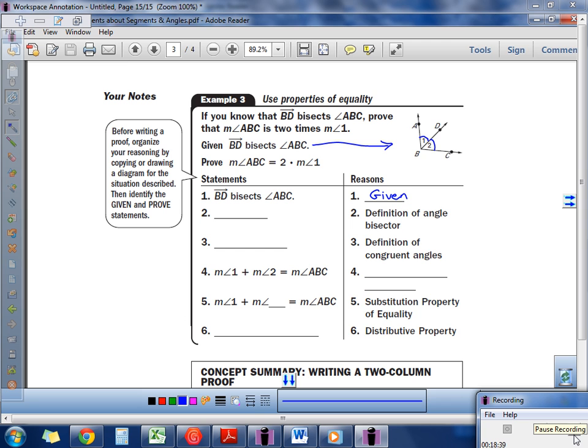From there, we need to actually state what we just drew on the picture. That's actually the definition of an angle bisector. The definition says we cut it into 2 equal parts. What 2 parts are equal on the picture? Use the numbers. Angle 1 is congruent to angle 2.